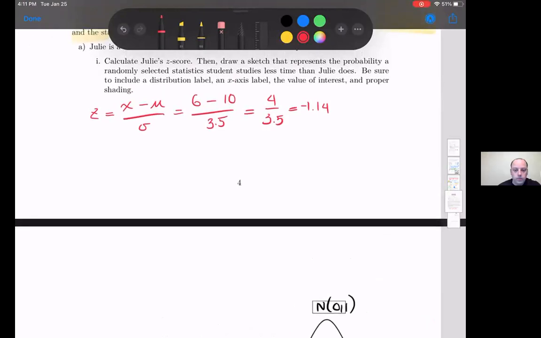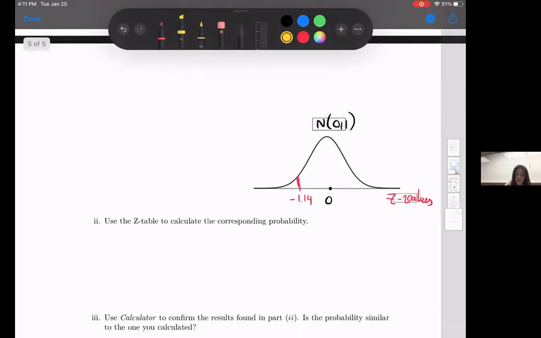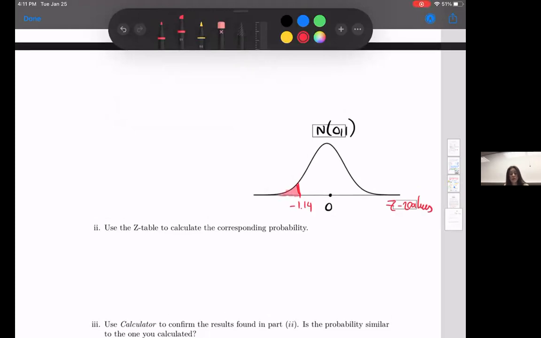Then draw a sketch that represents the probability a randomly selected statistics student studies less time than Julie does. So less than, so I'm going to highlight the left tail, because they ask you to highlight somebody who studies less than Julie does. That's it, you're done.